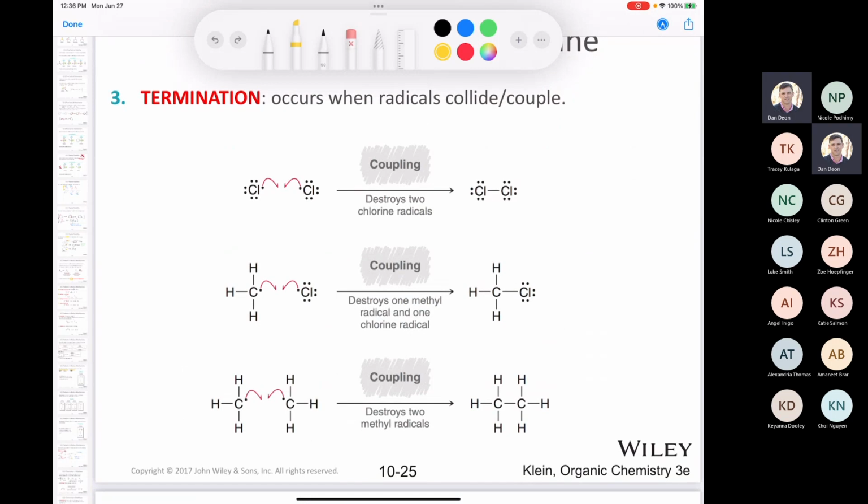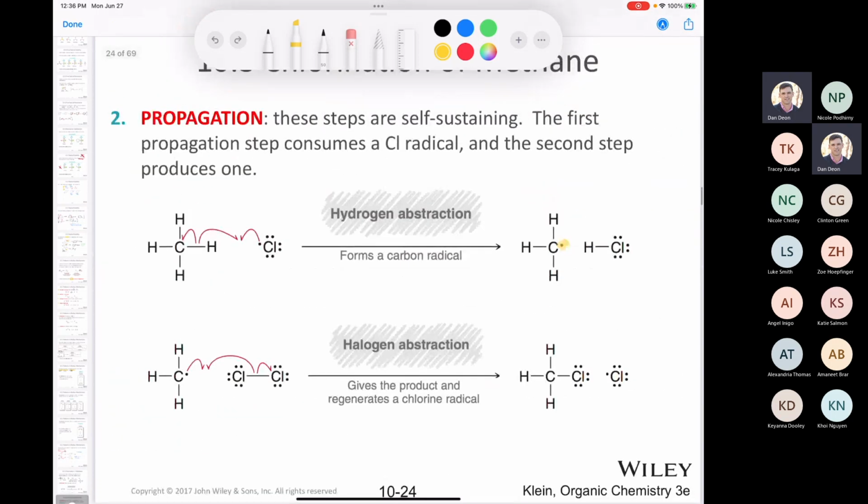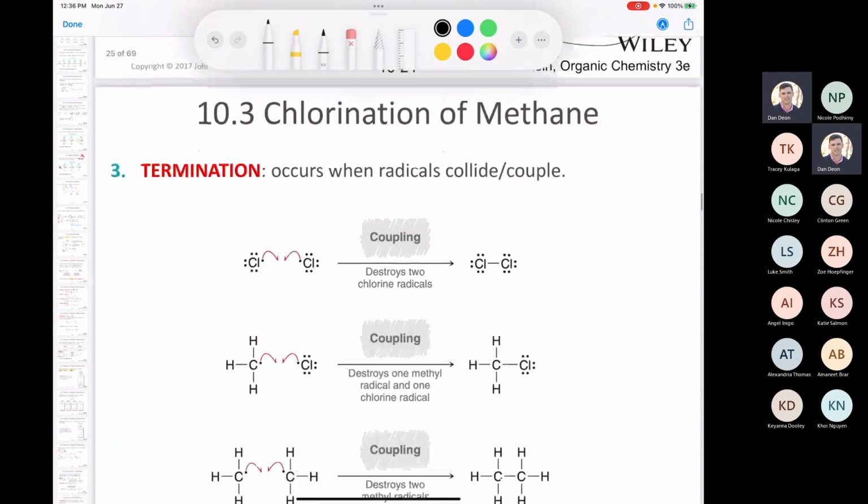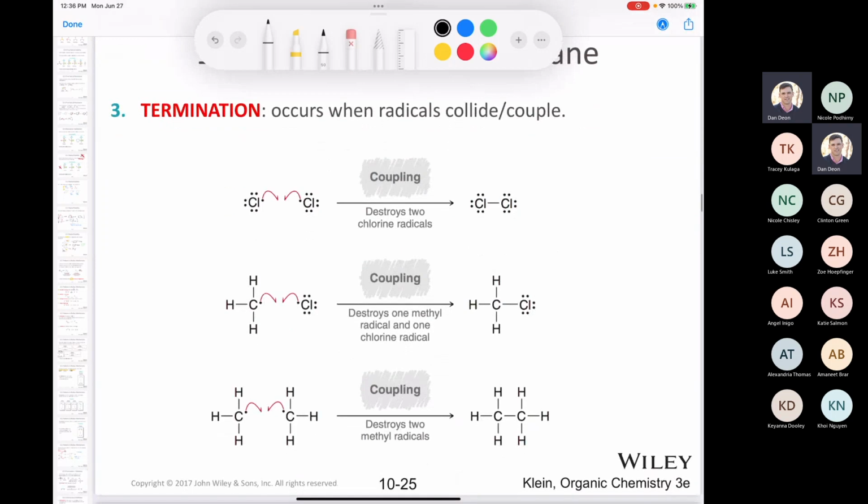Termination, the last part, because we've already made our chloromethane. This is it. It's done. Chloromethane. So to end the whole process, what do we have to do? Kill our radicals, annihilate them. So we have two radicals coming together. This is usually the student's favorite step, because I will accept any two radicals that are produced. You show any two radicals coming together to make a non-radical, and it counts.